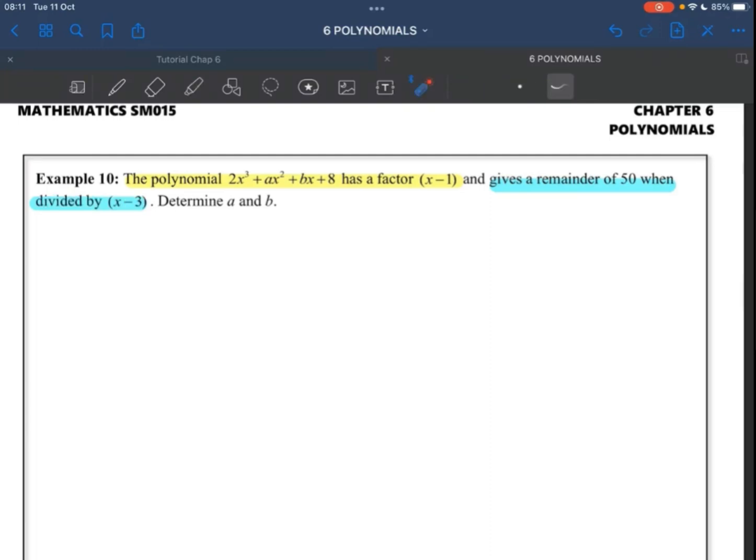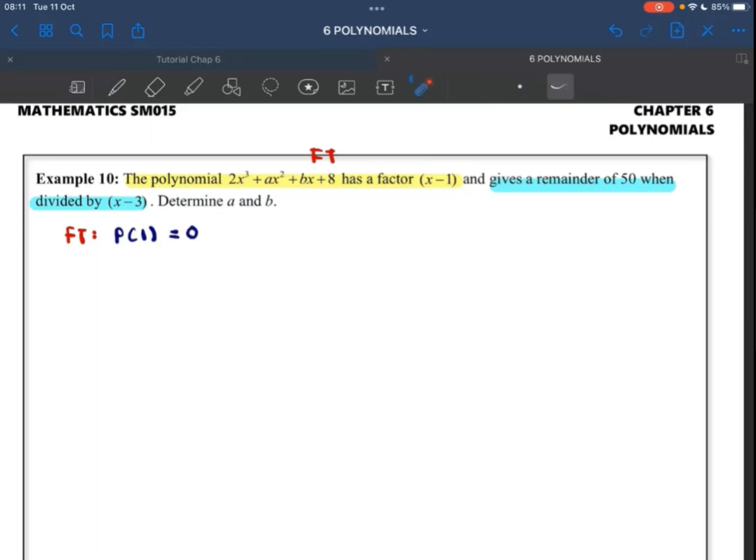Polynomial yang kuning ni, polynomial ini has a factor of x minus 1. Dia sebut kata kunci dia ialah factor. So ini ialah factor theorem. Okay, kita boleh apply factor theorem dekat sini. P(1) equals to 0.